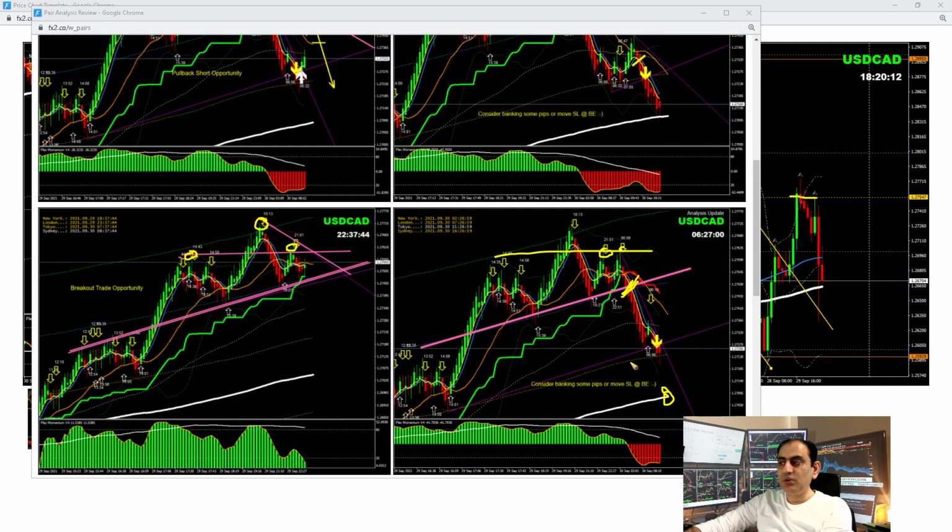This is the first target. It is always from this fib level to this fib level. That's the first target. As soon as the price hit, I explained to my traders it's time to bank some profit and look for another pullback.